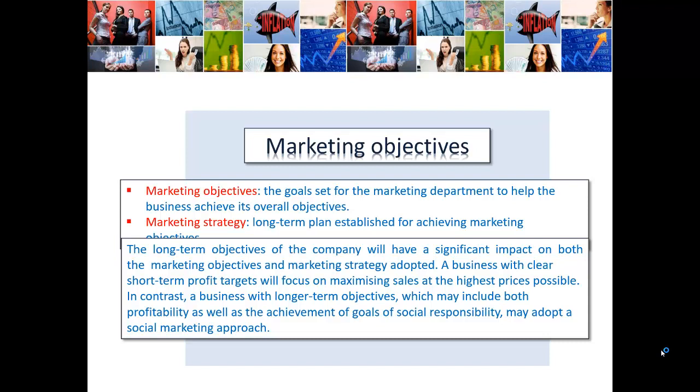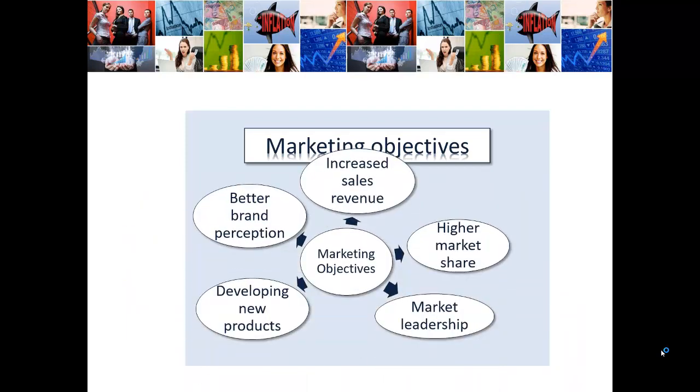A business with clear short-term profit targets will be focusing on maximizing the current sales at the highest price possible, whereas a business with longer-term objectives, which may include both profitability as well as the achievement of goals of social responsibility, may adopt a social marketing approach. Common marketing objectives: increase sales revenue, higher market share, market leadership, developing new products, and getting a better brand perception with customers and potential customers.